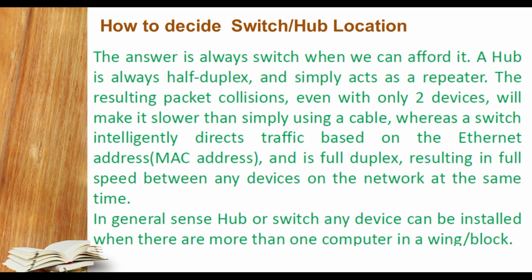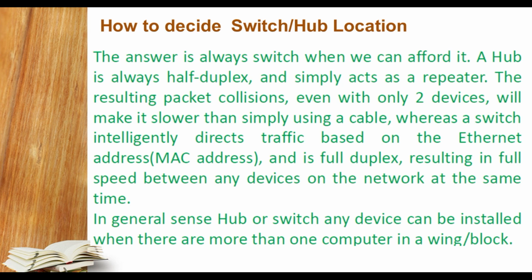The resulting packet collision occurs when two devices are connected to the hub receiving the same information, so information can crash. This makes it slower when using cable, whereas a switch intelligently directs the traffic based on the MAC address. The Ethernet address is also known as the MAC address. Every computer has a different MAC address, and a switch is full duplex. So in place of a hub, if you use a switch, there will be no collision between two devices.